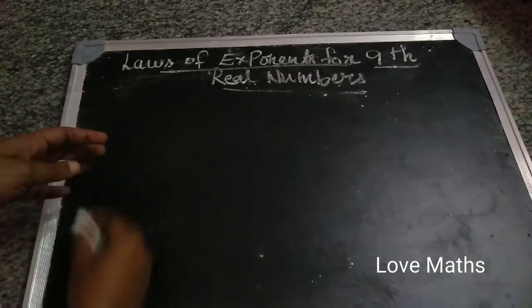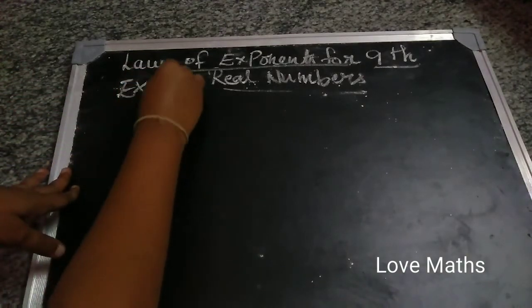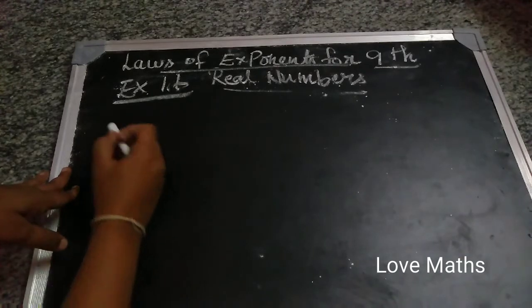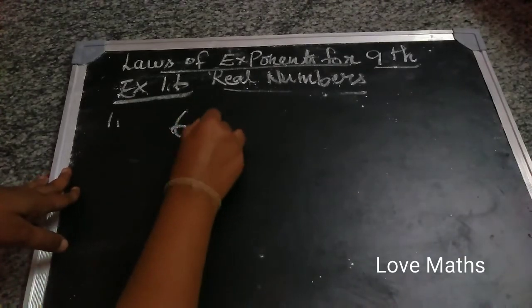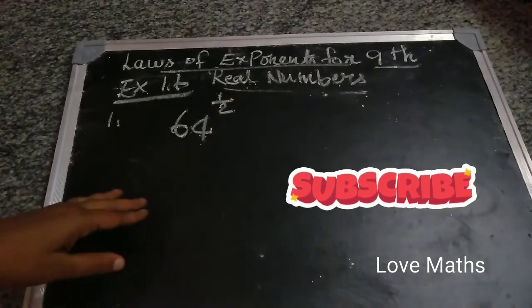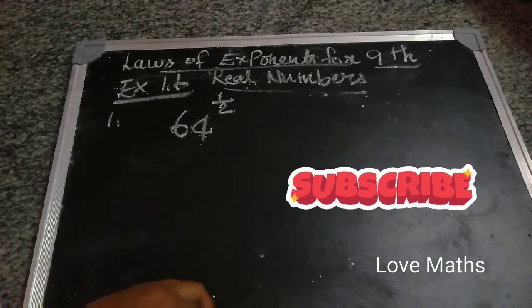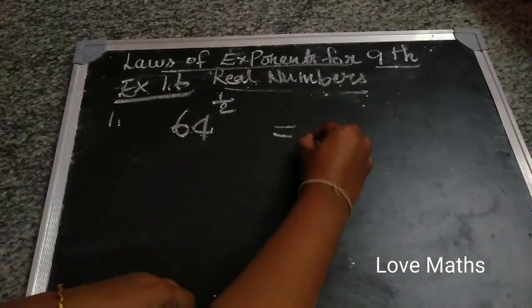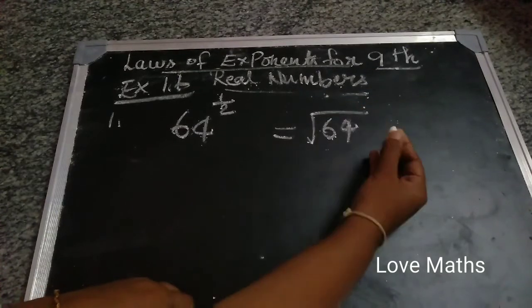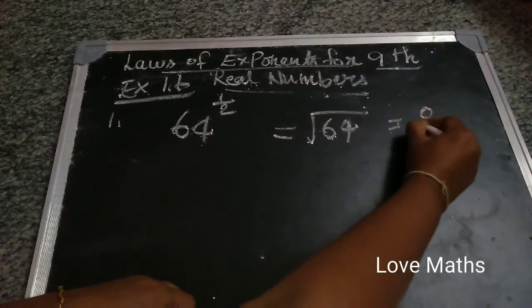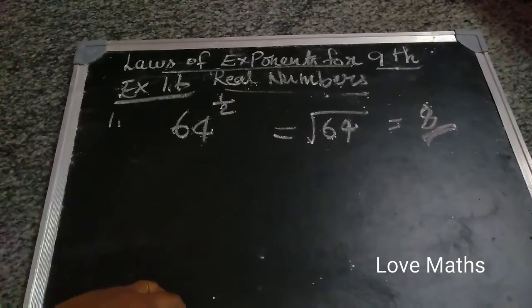This is exercise 1.6, a few sums. The first one: 64 power 1 by 2. What is the meaning of this 1 by 2? Square root of 64. Okay, so the square root of 64 value is 8. We clearly know that 1 by 2 means square root. For square root, the root index 2 is not necessary to mention. Okay.